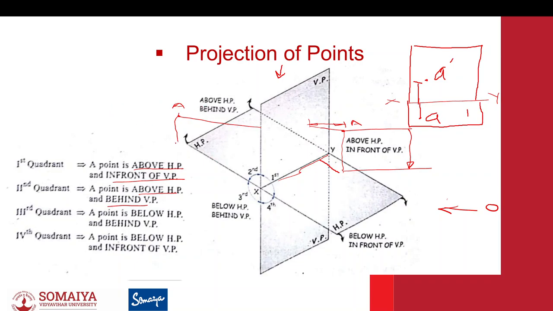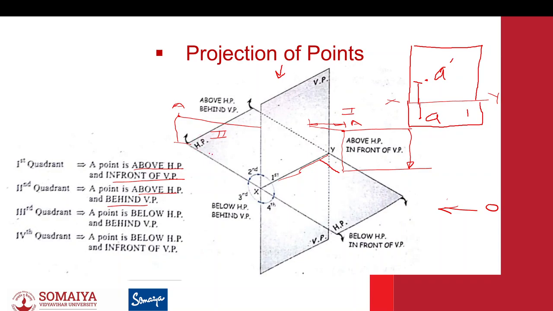See, the point is now placed in this quadrant. This is the second quadrant. This was the first quadrant. So now we consider that the vertical plane is opaque, so that the point which is in the second quadrant will be visible even though it is behind the vertical plane.